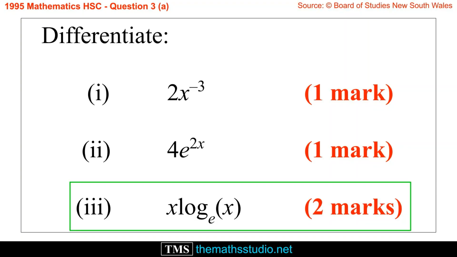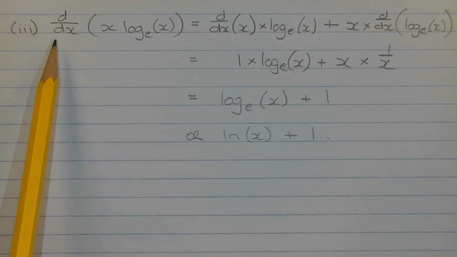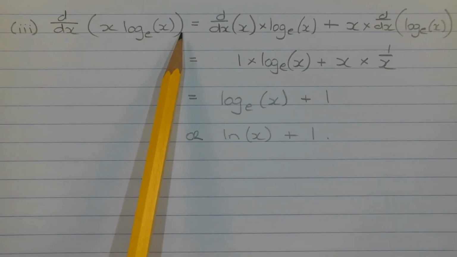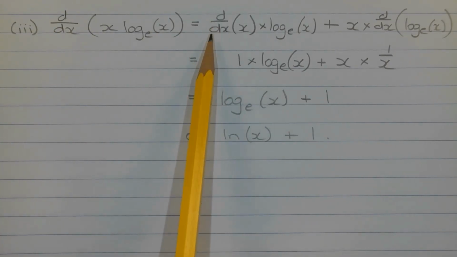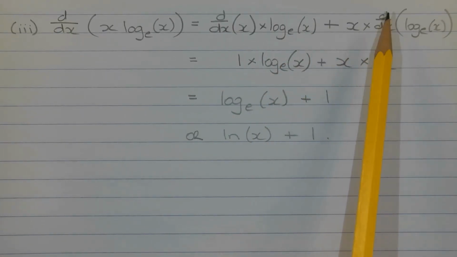Part 3. Differentiate x times log base e of x. The expression x times log base e of x involves a product of two functions of x. So the product rule will need to be used to find the first derivative. So d/dx of x times log base e of x using the product rule is d/dx of x times log base e of x plus x times d/dx of log base e of x.